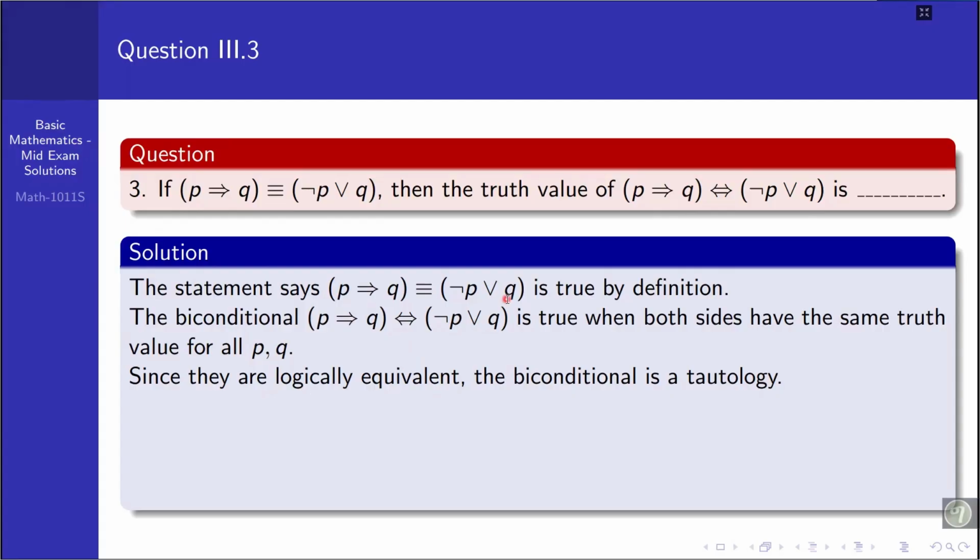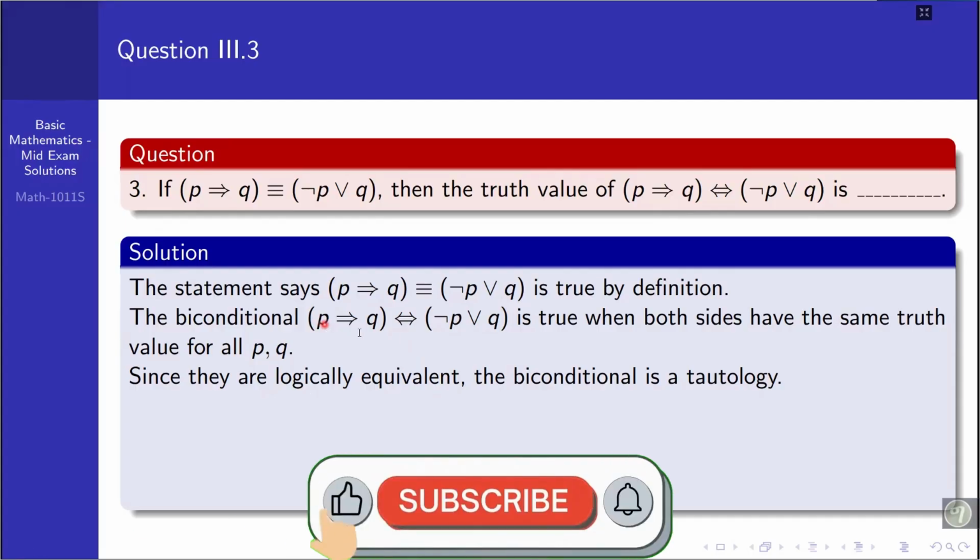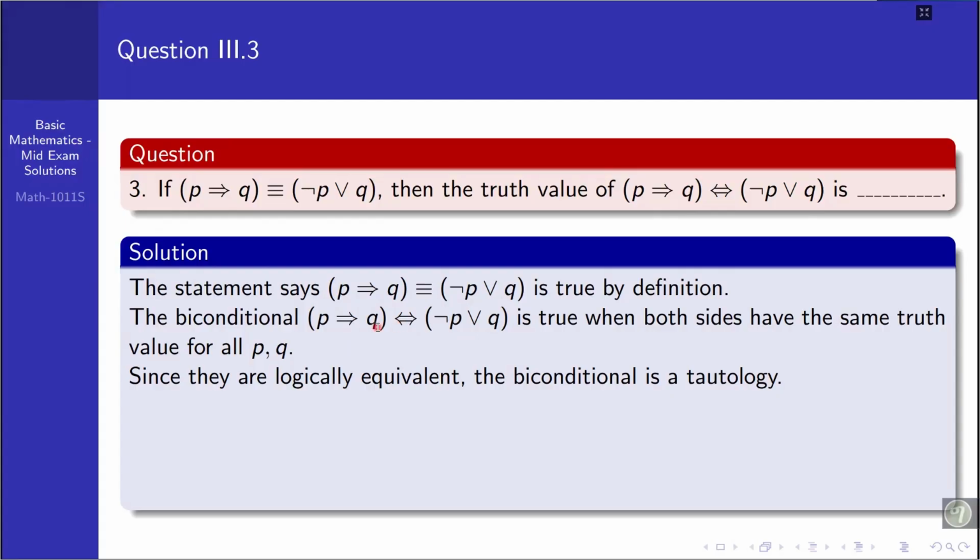We know that two compound statements are said to be equivalent whenever they have the same truth value for every assignment of truth values to their component statements. Therefore, P implies Q if and only if negation of P or Q is always true, so we can consider this compound statement a tautology. What we are asked here is to find the truth value of this compound biimplication, and therefore the truth value for the given compound statement is true.